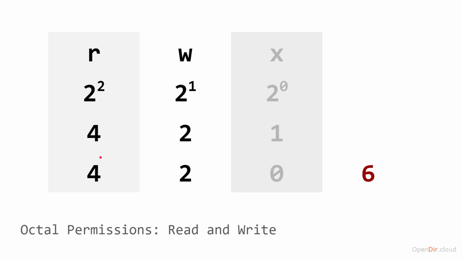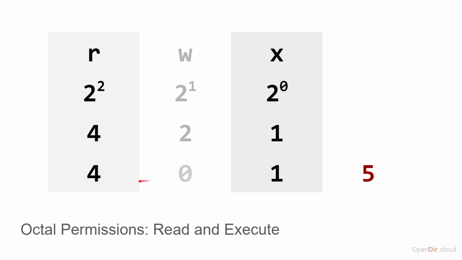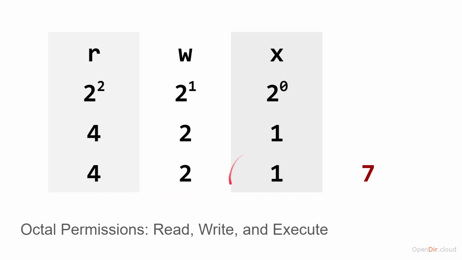If we look at an example for setting both read and write permissions, we get a 4 from the read permission and a 2 from the write permission. Their sum is 6, which is the value that will be used in the chmod command. If instead we wanted to specify read and execute permissions, we sum the read and execute values to get a total of 5. Lastly, if we want all permissions, we sum 4, 2, and 1 to get a total of 7.